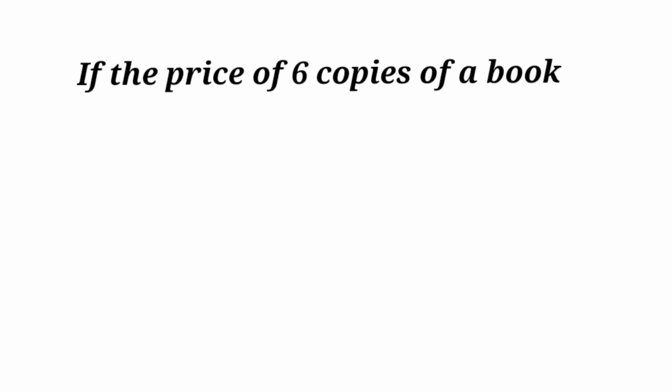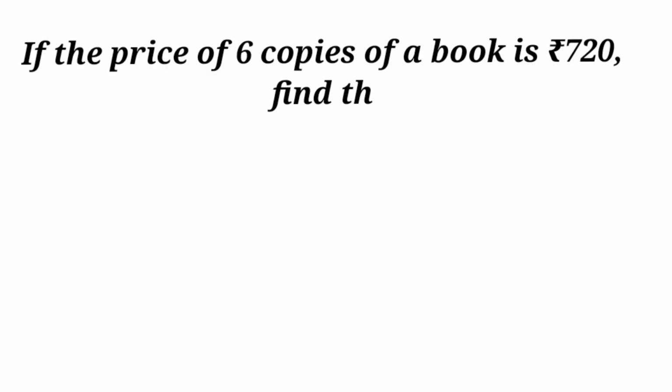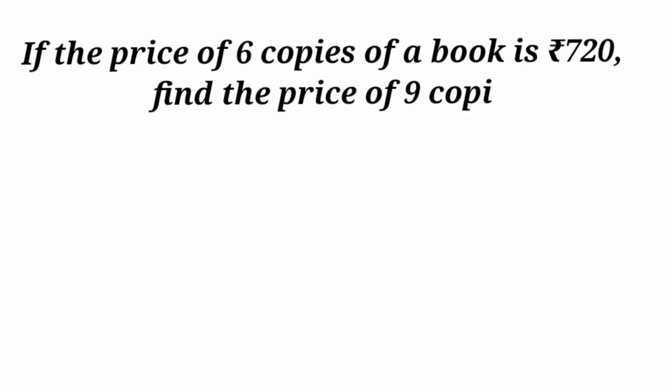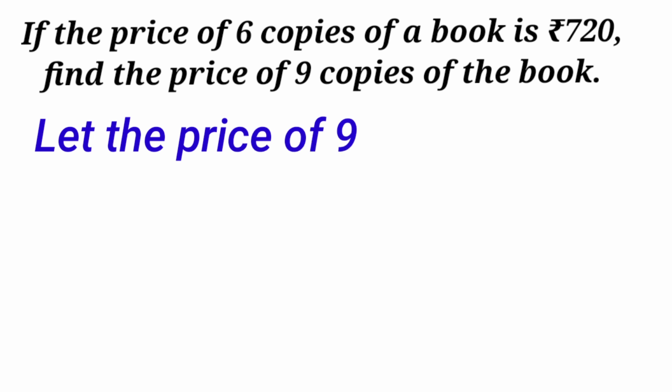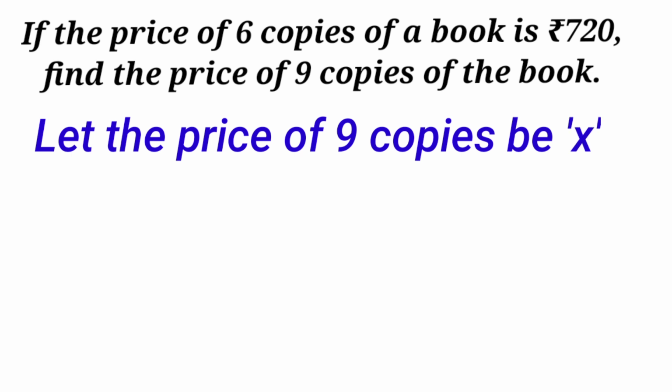If the price of 6 copies of a book is rupees 720, find the price of 9 copies. Let the price of 9 copies be X, because that is missing. We can use the unitary method, and this question we can also use in the form of proportion. So we can write it as 6:9 equal to 720:X.